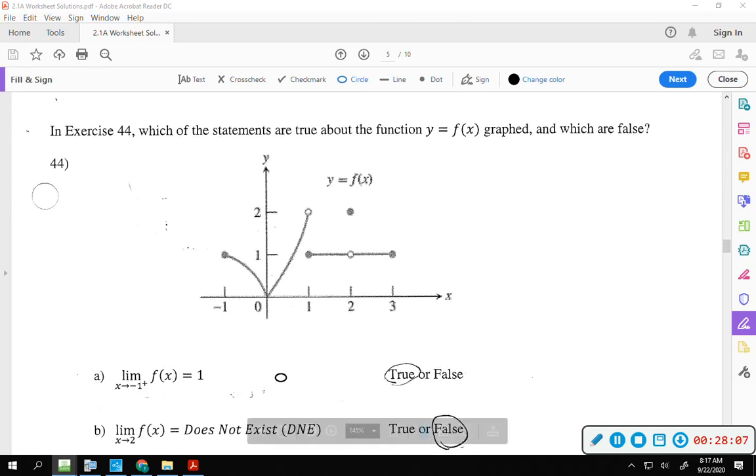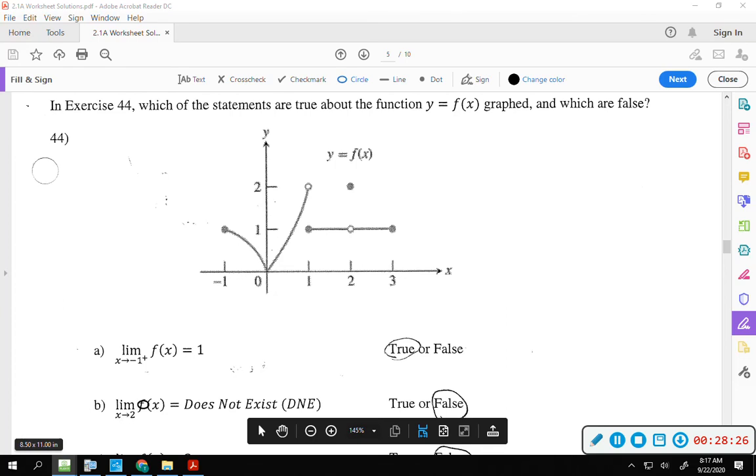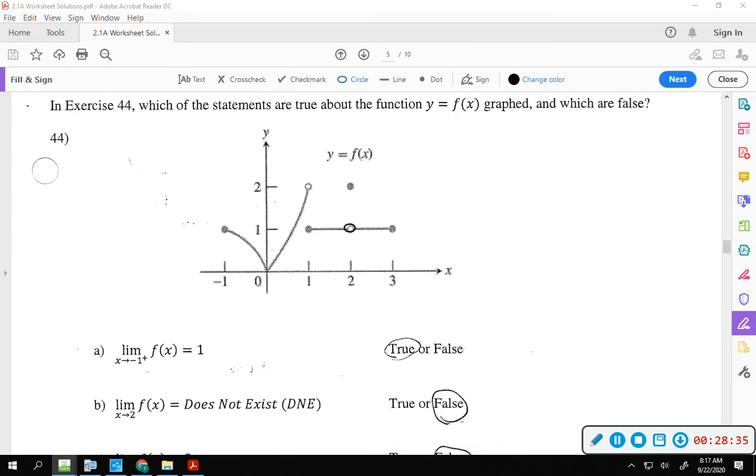The limit as x approaches 1 from the right. That's how we read this. Start to the right of 1. As I get closer and closer and closer to 1, the y value is getting closer and closer and closer to 1. Remember, the limiting value is always the y value. So that is true. The limit as x approaches 2 does not exist. Well, as I approach 2 from the left, I get out 1. As I approach 2 from the right, I get out 1. The limit exists.